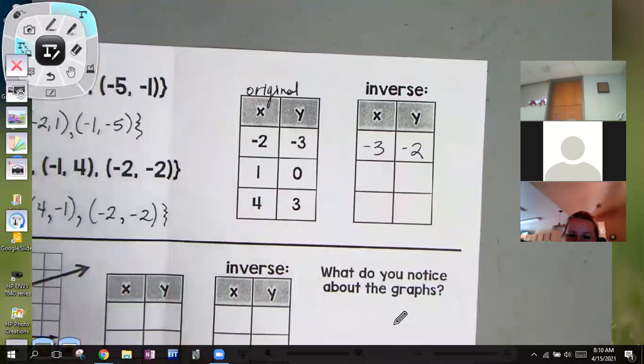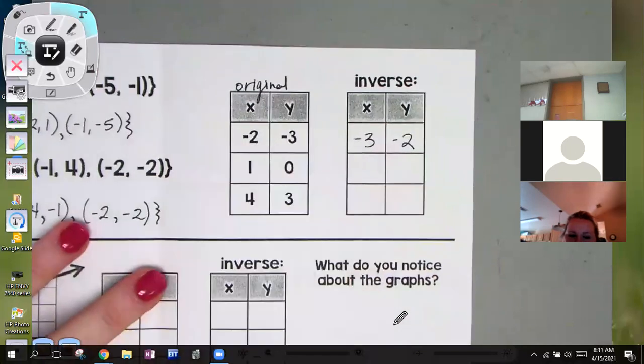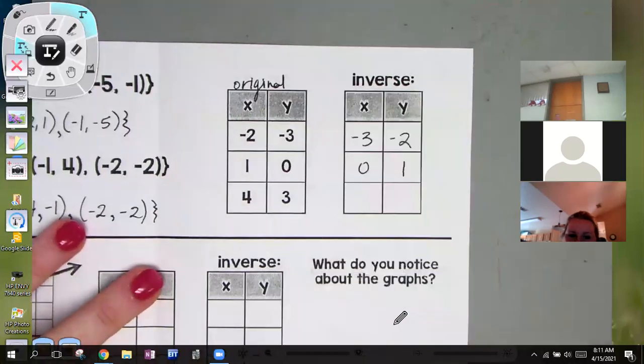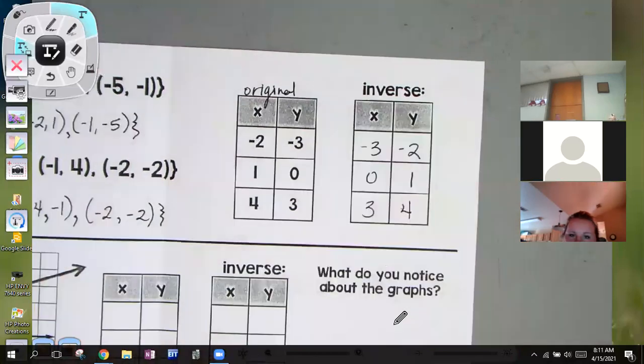Okay. Now we have 1, 0. So 0, 1, 0, 1, 4, 3, 3, 4. Okay, so that is basic, easy stuff, which is going to come in handy when we get to more complicated functions. It's just understanding that.